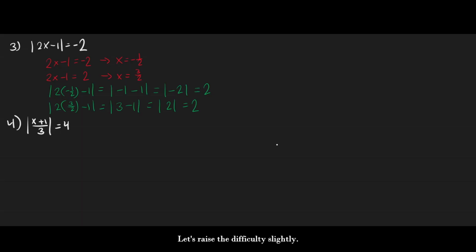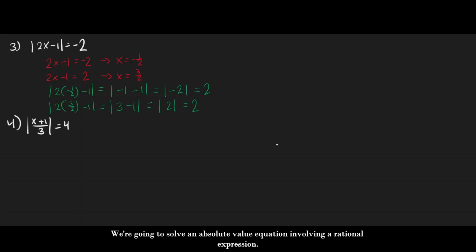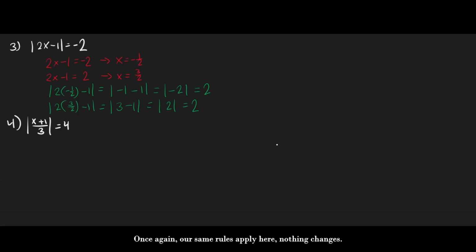Number 4, the absolute value of (x plus 1) divided by 3 equals 4. Let's raise the difficulty slightly. We're going to solve an absolute value equation involving a rational expression. Once again, our same rules apply here. Nothing changes. Let's get our two solutions.